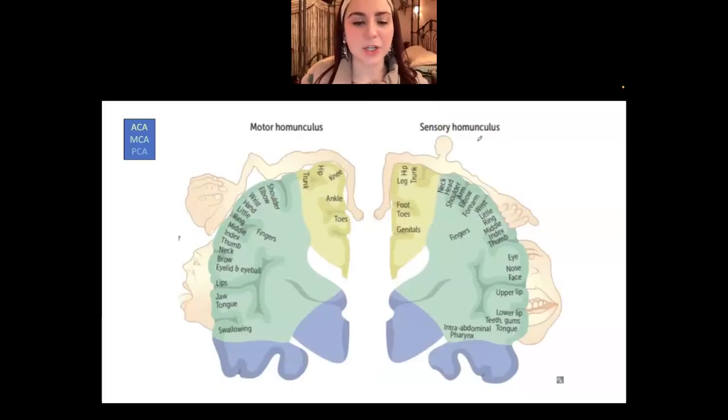And then the issues that arise, we talked about the homunculus last time. It's usually due to MCA insults because, especially in the motor homunculus, this is where Broca's area is. It's going to be supplied by the MCA.